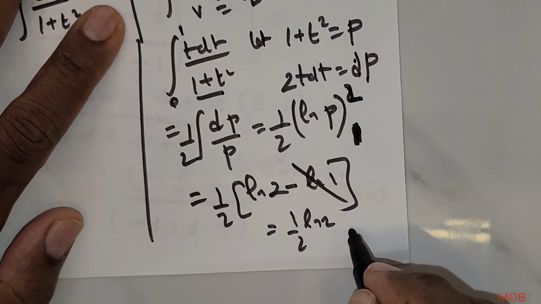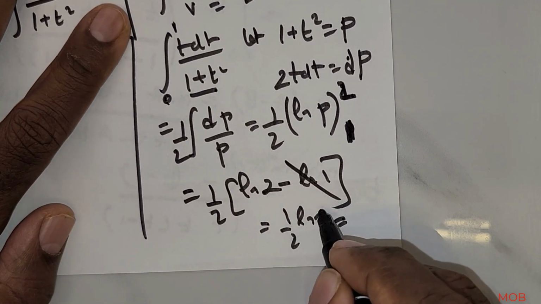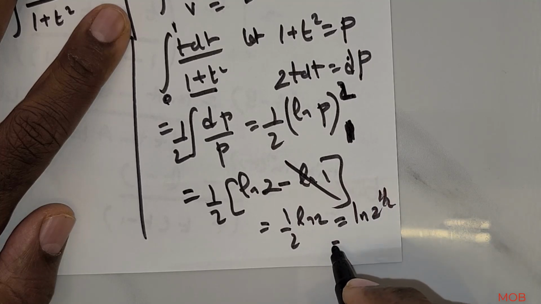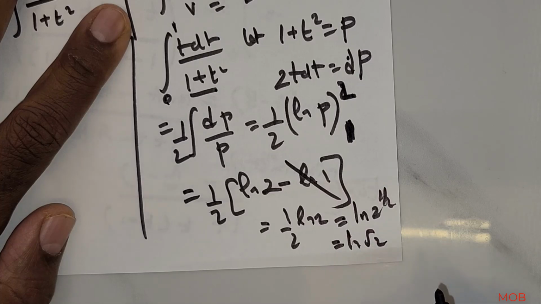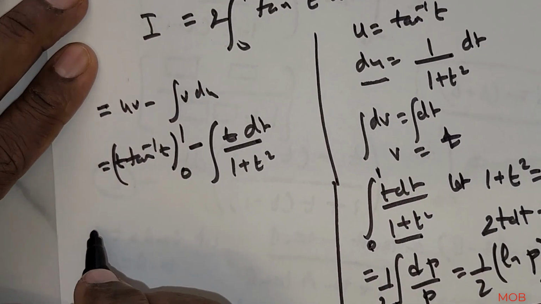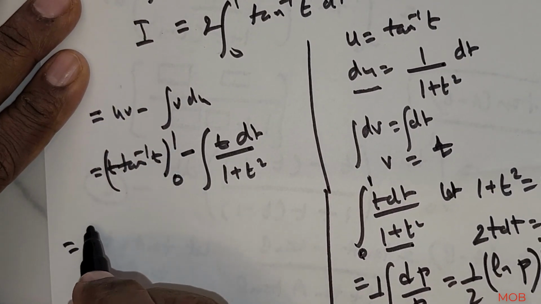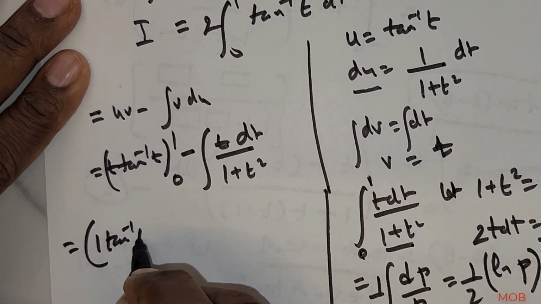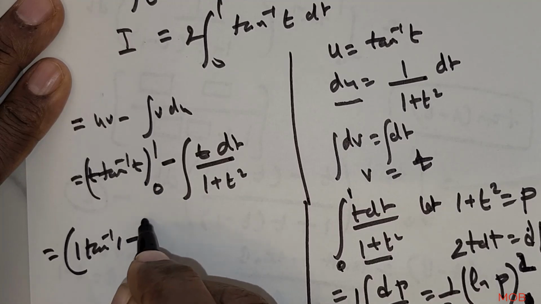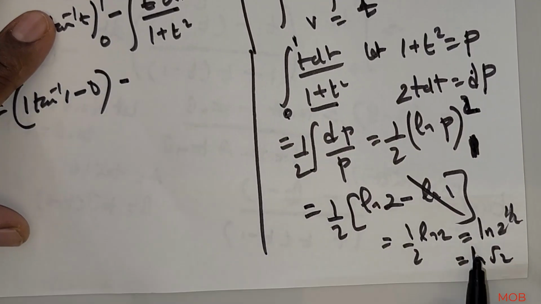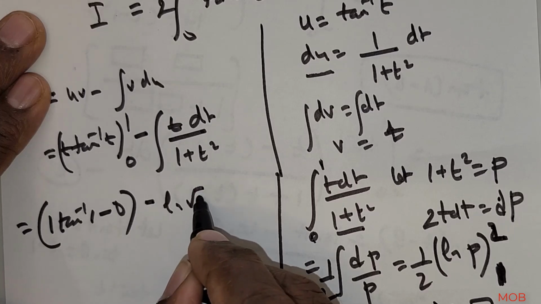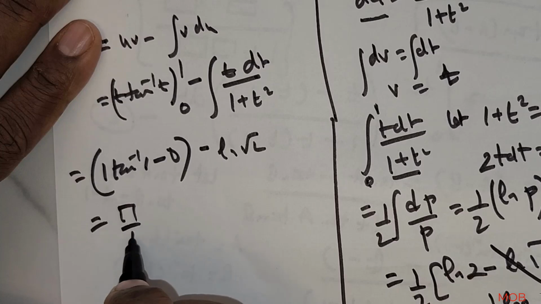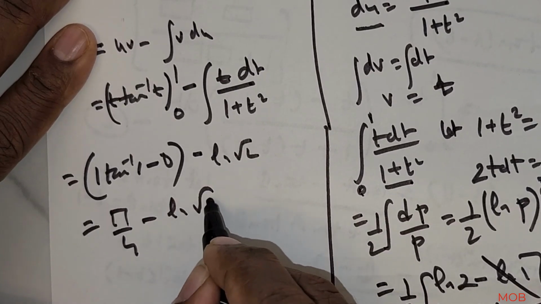So I can take this 2 on this end, this 1 over 2, I can push it off. That would give me ln of 2 raised to the power 1 over 2, which is going to be ln of root 2. Okay, so what I can do is, I can come over here, I can substitute the upper limit for this. So that's going to be 1 times tan inverse of 1, negative 0, everything goes off, followed by negative of ln of root 2. Now tan inverse of 1 is pi over 4. So it's going to be pi over 4 followed by ln of root 2.